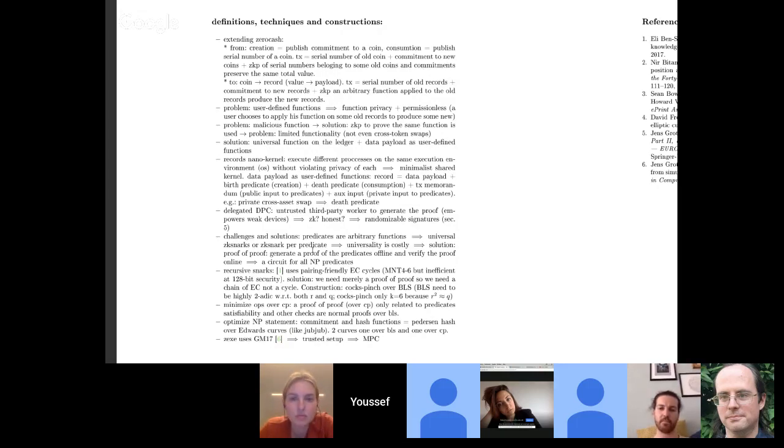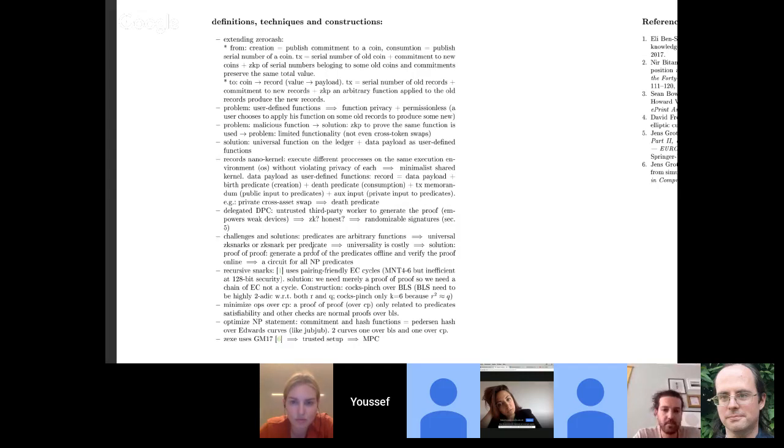So the record will be the data payload as before, but in addition to this, a birth predicate, to create the record, a death predicate to consume the record, what they call the transaction memorandum, which is the public input to those predicates, and auxiliary inputs, which are the private input to those predicates. So this is what we've seen so far. A record is this set.